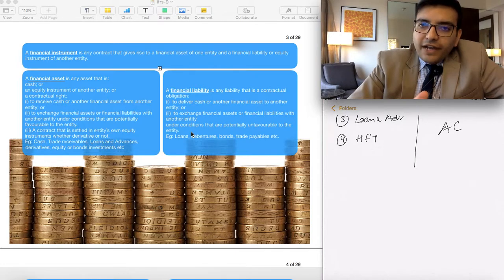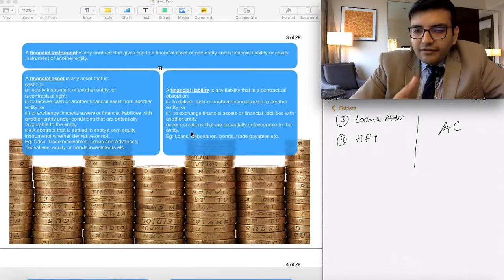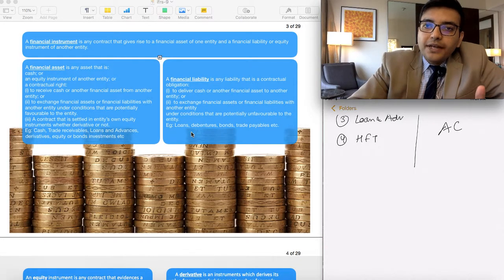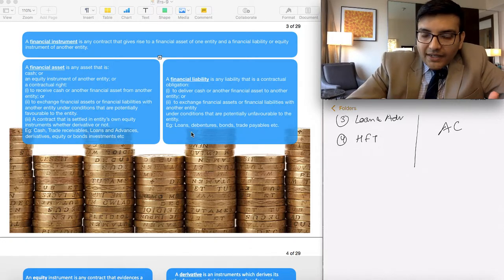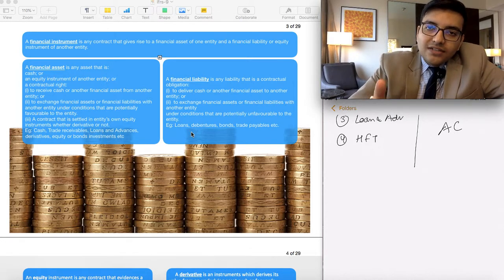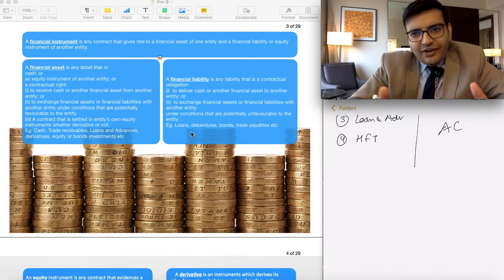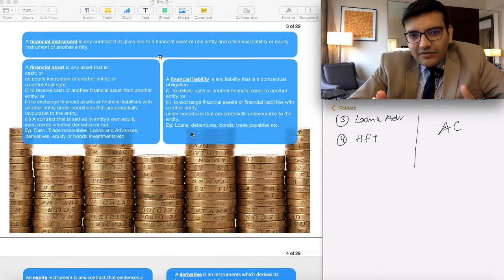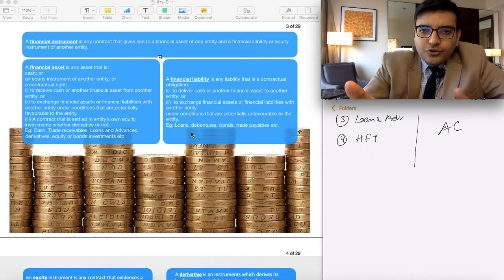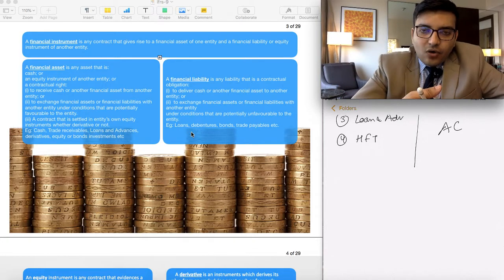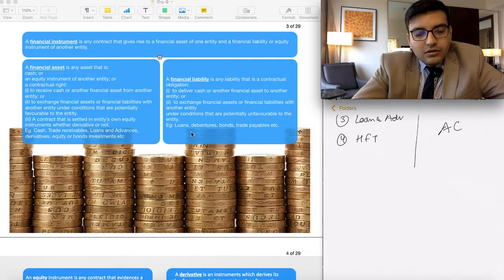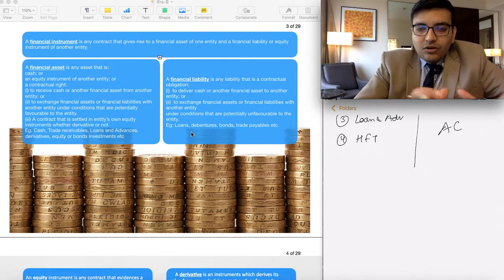So what is a financial instrument? Now we'll come to the definitions of financial asset, liabilities, and financial instrument. A financial instrument is a contract, any contract that gives rise to a financial asset for one person and a financial liability for another. For example, a derivative. Suppose I bought a put option or a call option, when two parties are involved, for one party it is an asset, for the other it is a liability based upon the prices in the market. That's why it is called a financial instrument.